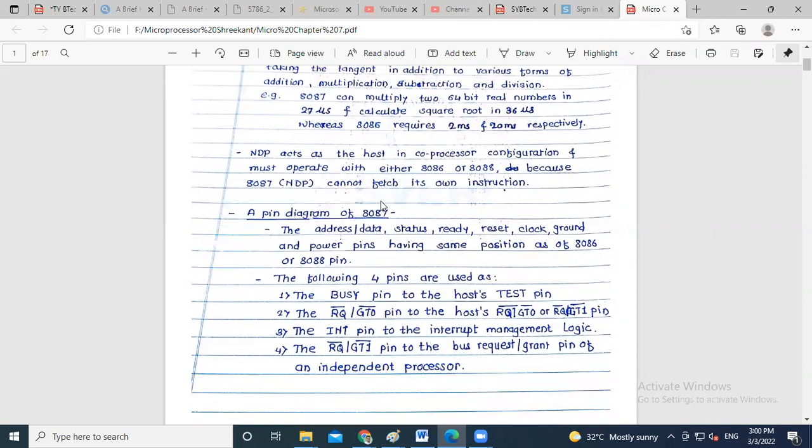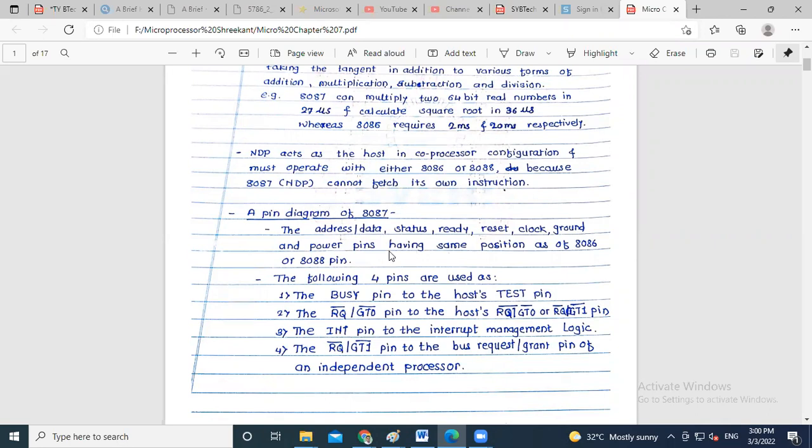In the numeric data processor, it acts as a host and coprocessor. As I said, the 8087 is a coprocessor. It is not a processor. This coprocessor is interfaced with the main processor in the 8086 configuration and must operate with either the 8086 or 8088, because the 8087 is used only for numeric data processing and cannot fetch its own instructions. So it works in between the 8086 and 8088. That's why we use this one as a coprocessor.